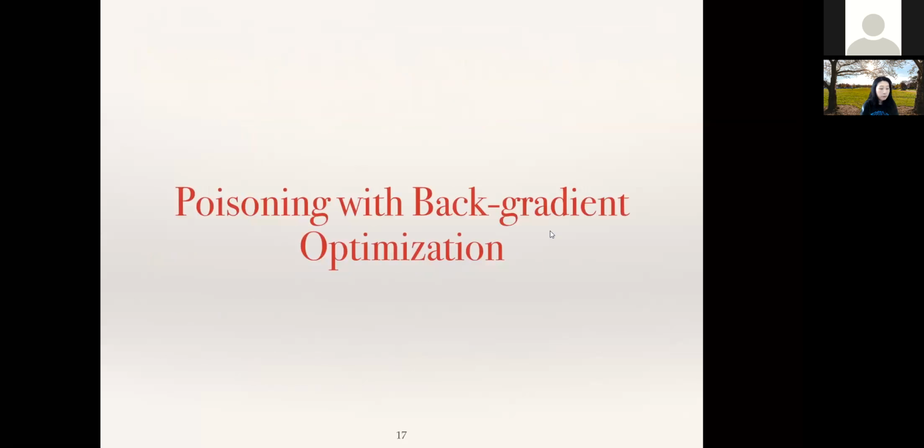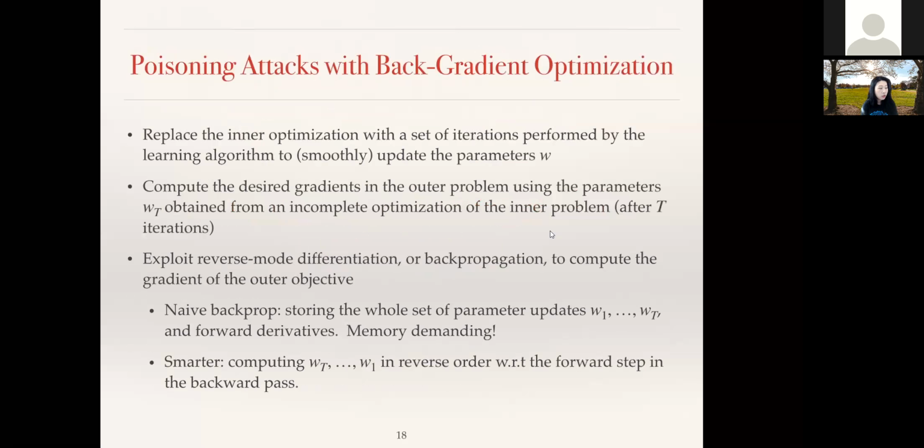Today we will be focusing on poisoning with back-gradient optimization, which is the contribution of this work. I have a slide here, but it is a very condensed slide with a lot of information. Let's go one by one. So let's first look at here.